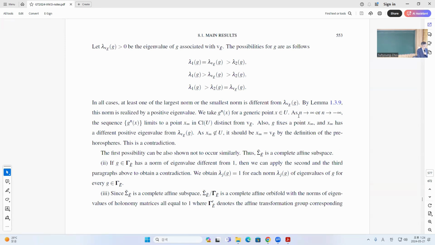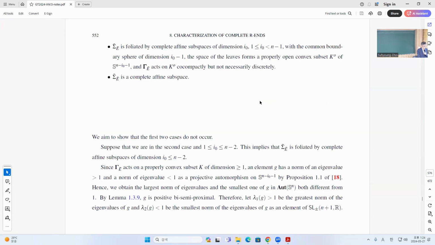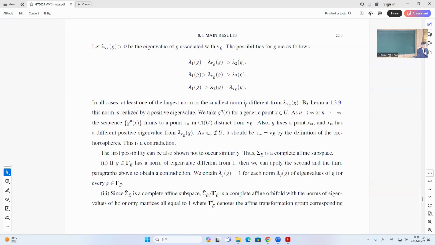Okay, so of course you need to change, so lambda 2 is the smallest eigenvalue. Sorry. So you can also go in the positive direction or negative direction, and then because they are different, you can obtain some point which is different from the vertex.